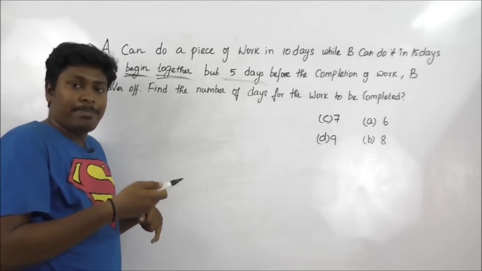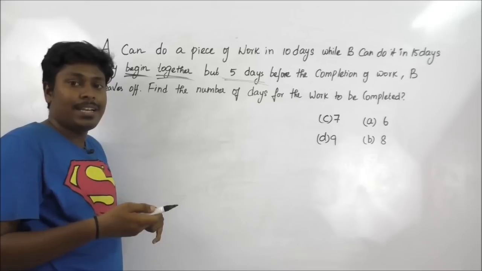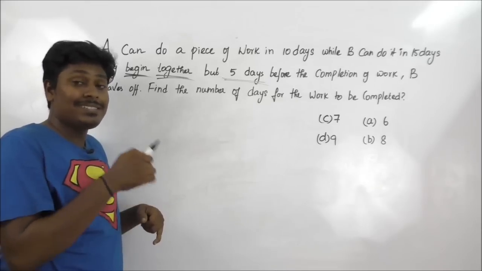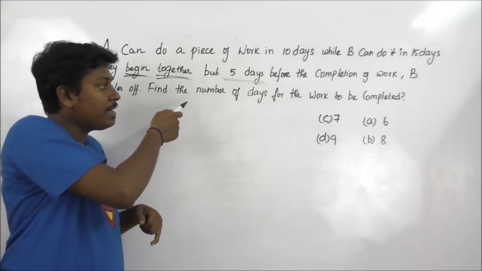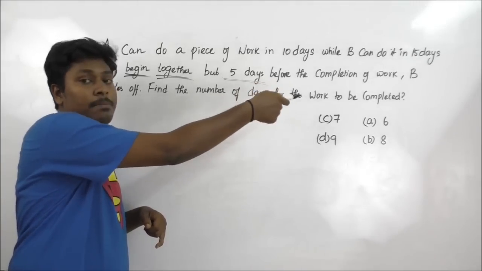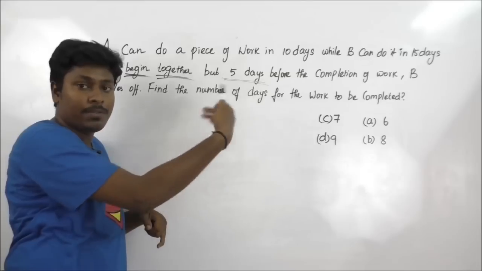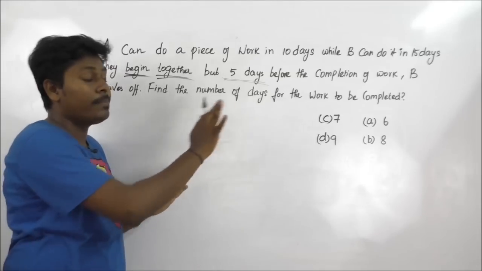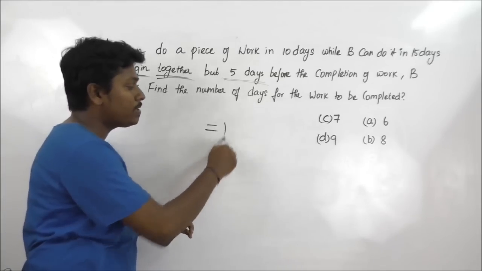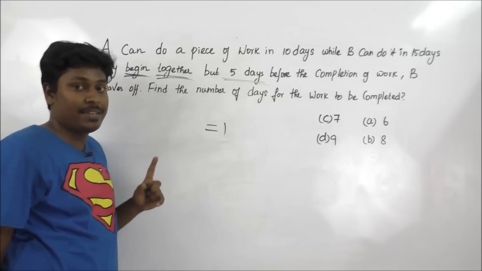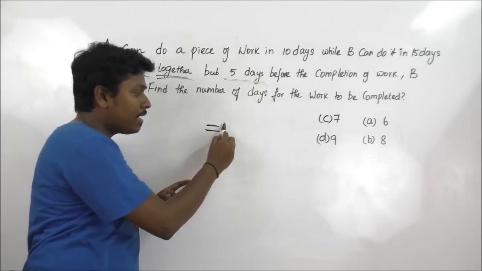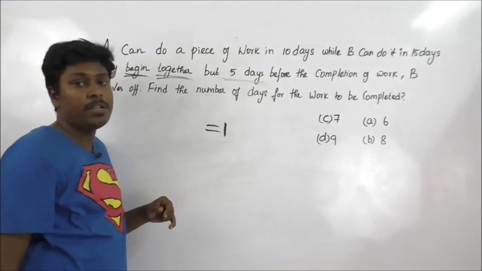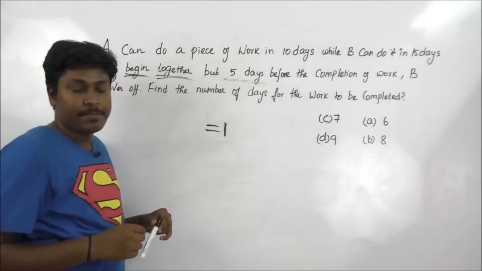Friends, in the basics itself, I have said, just see whether the job is completed or not. The job is completed, right? They are asking, find the number of days for the work to be completed. Whatever the option, whatever the answer, we know that the job gets completed, which is equal to 1. Got the idea? First step. Remember, the job gets completed. So one job definitely gets completed, which is equal to 1. This is our first target.